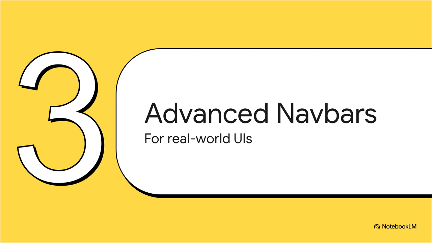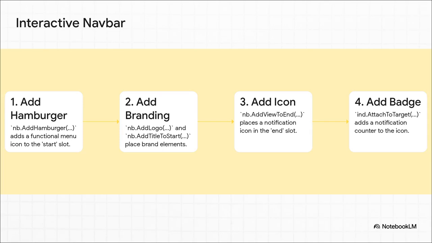Okay, so we've seen the layout system, and we've seen the styling options. Now, let's put it all together. Let's see how these simple building blocks combine to create a really complex, interactive, and professional-looking navbar for a real-world app. All right, let's just walk through this. Step 1, we add a hamburger menu to the start slot. And it's a fully functional component, by the way. It even fires open and close events. Step 2, we add a logo and a title right next to it, still in that start slot. See how they automatically line up perfectly?